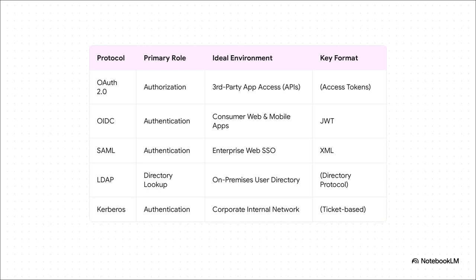Just look at it. Does the scenario involve a mobile app needing limited access to your data? That screams OAuth 2.0. Is it a modern website using a login with Google button? That's OIDC. Is it two big companies setting up SSO between their web apps? Classic SAML. Someone logging into their Windows desktop inside the office? That's Kerberos all day long. And an application needing to check which groups a user belongs to in Active Directory? That's a job for LDAP. See? It makes perfect sense when you lay it out like this.